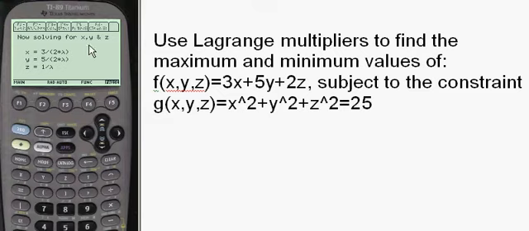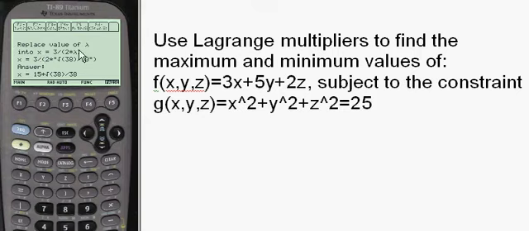Now we're going to solve for x, y, and z. So x is equal to 3 divided by 2 lambda, y is equal to 5 divided by 2 lambda, and z is equal to 1 over lambda. We sub into the constraint, which is x squared plus y squared plus z squared equals 25. And we do the calculations, and this is what we calculate. We're going to solve for lambda, and the answer is square root of 38 over 10.